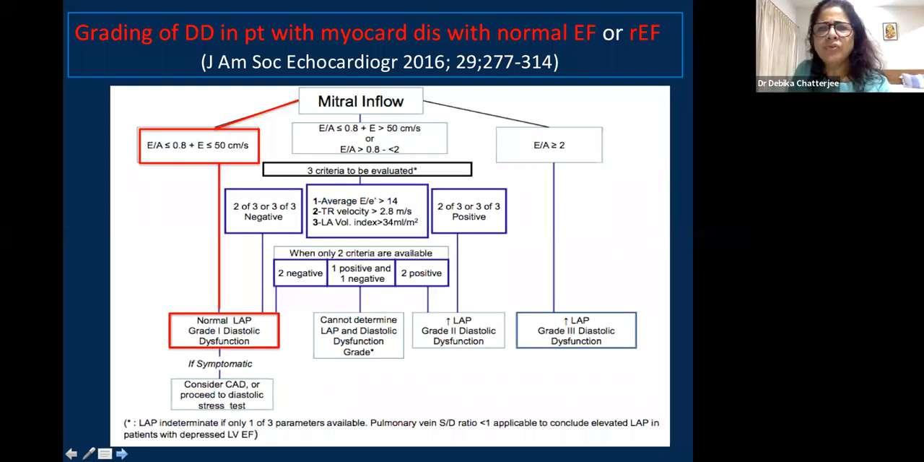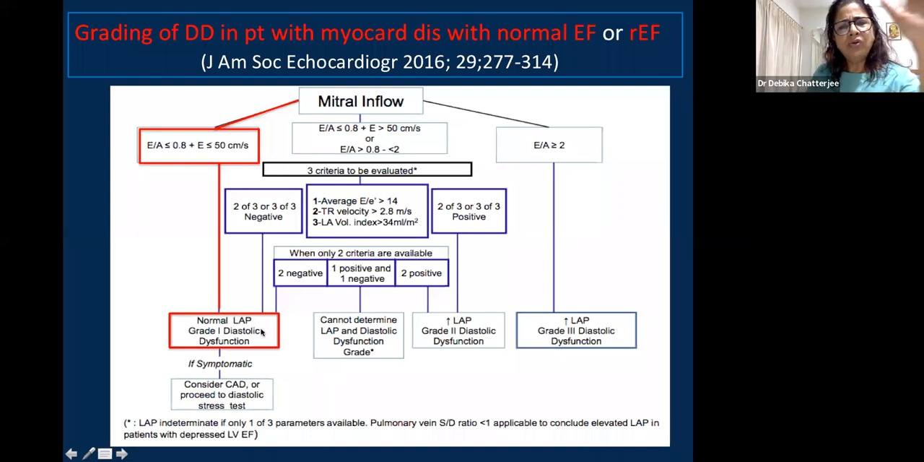If a patient comes with myocardial disease, having normal or reduced ejection fraction, if the EA ratio is less than or equal to 0.8, plus E wave velocity less than or equal to 50 centimeter per second, straight away you can say the patient is having normal LA pressure, which means normal LV filling pressure, and it is grade 1 diastolic dysfunction.